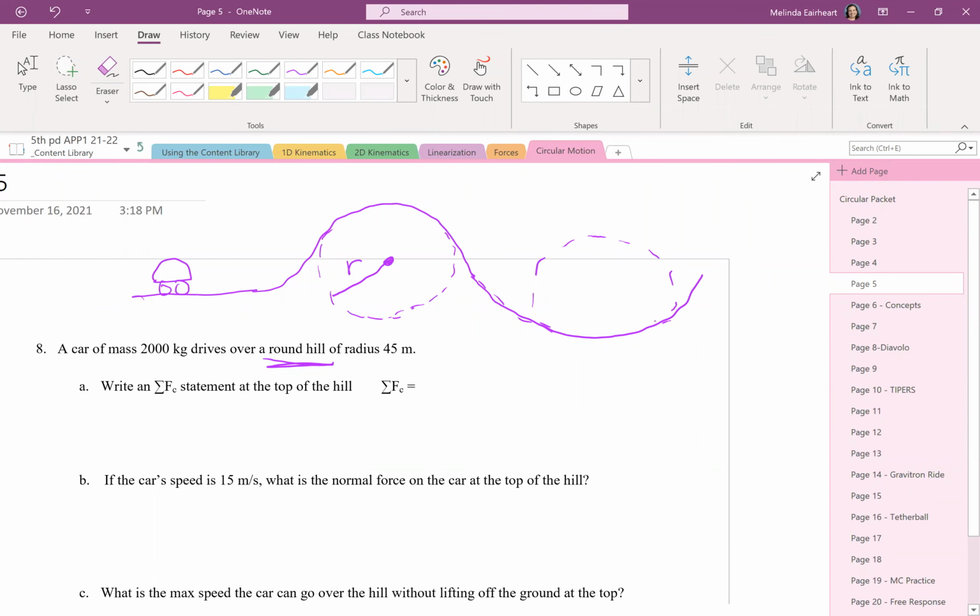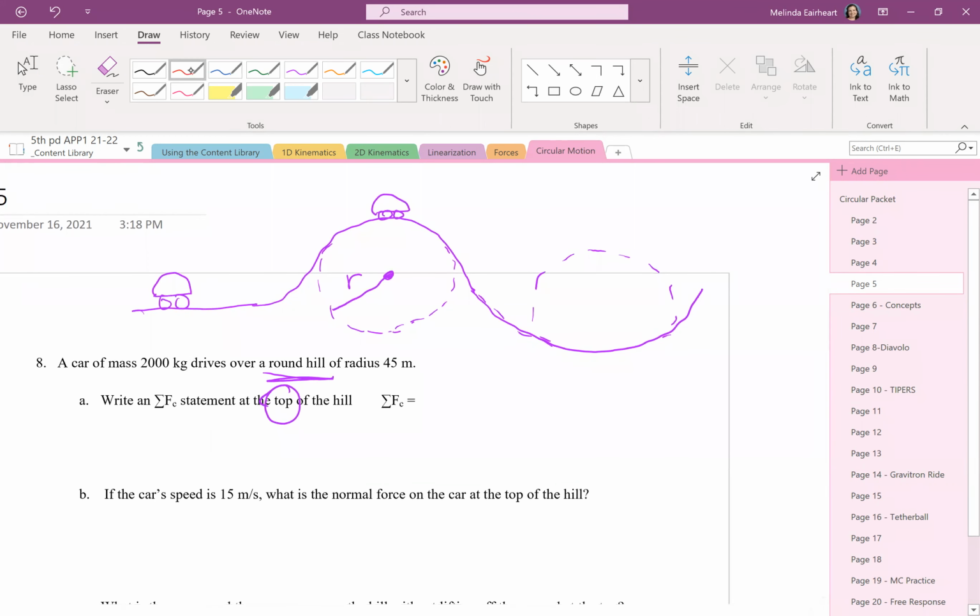And so write an FNet statement. Oh, wait, that's step 2. Step 1, we should probably do what? Diagram. And so where do we want the diagram? Well, it tells us at the top there. And so I'm going to put my car there on top. Let's draw a force diagram when the car is at the top of the hill. What do we get?